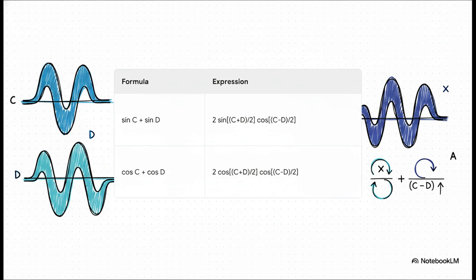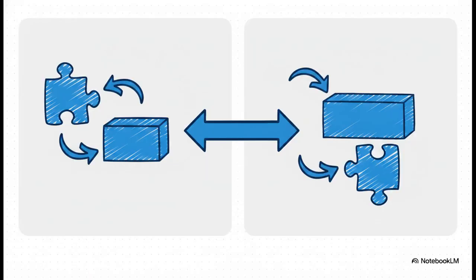If you have two separate sine waves, like sine C plus sine D, and you really want to combine them, these formulas beautifully transform clunky addition and subtraction into super precise multiplication. By taking the average of the angles, so C plus D over 2, and the difference, C minus D over 2, you basically weave two independent waves into one single multiplied expression. It's mathematical magic.